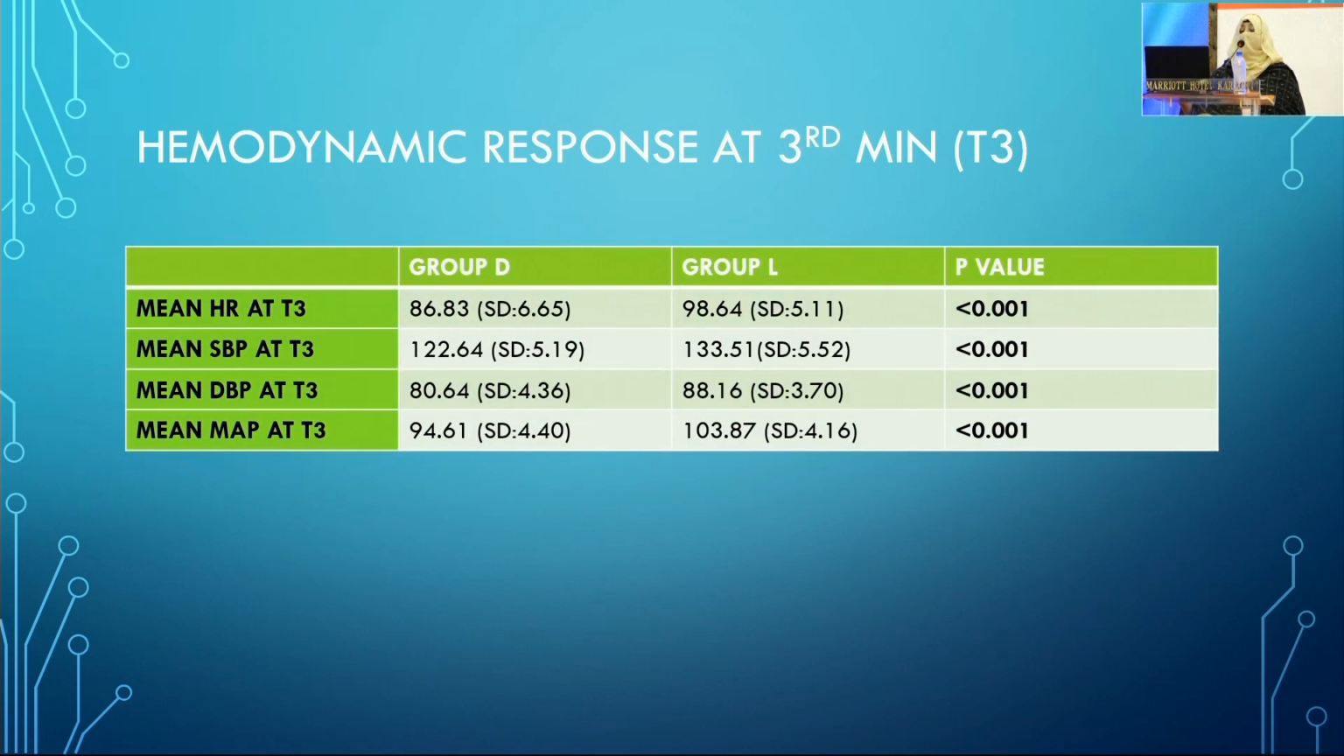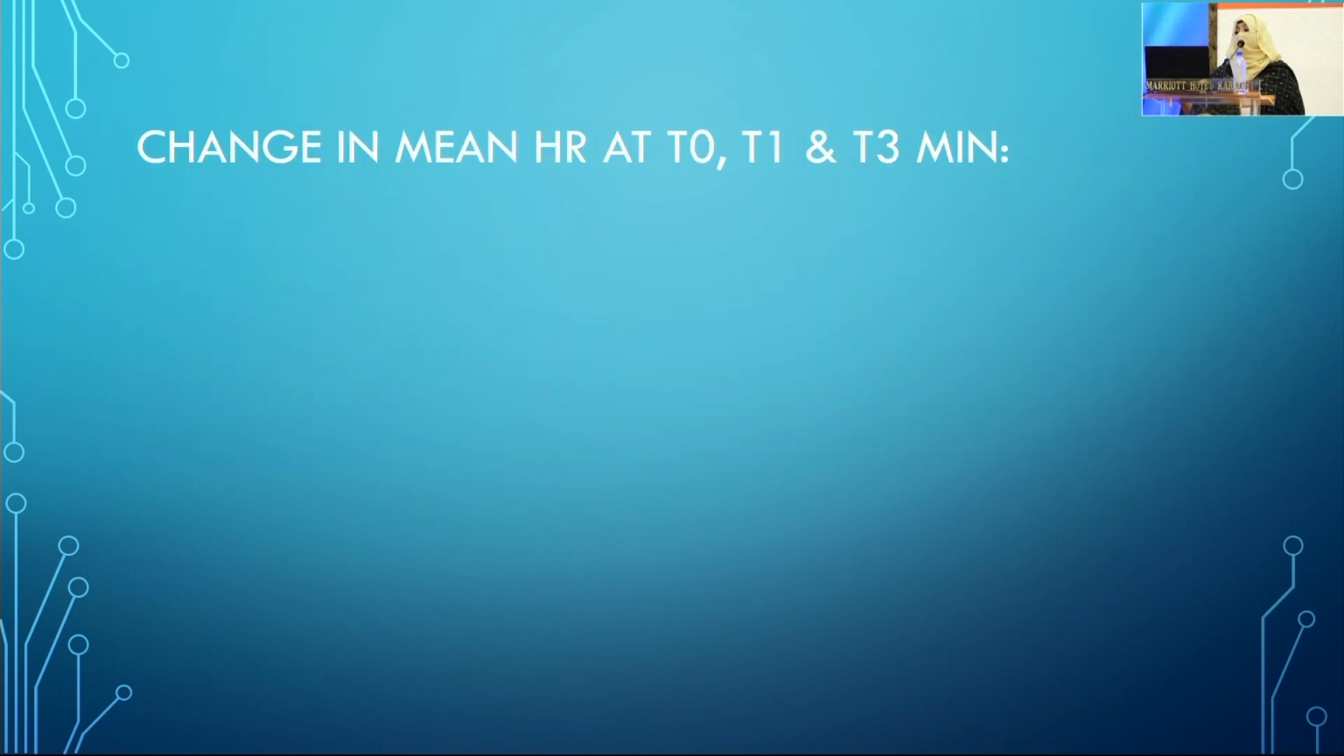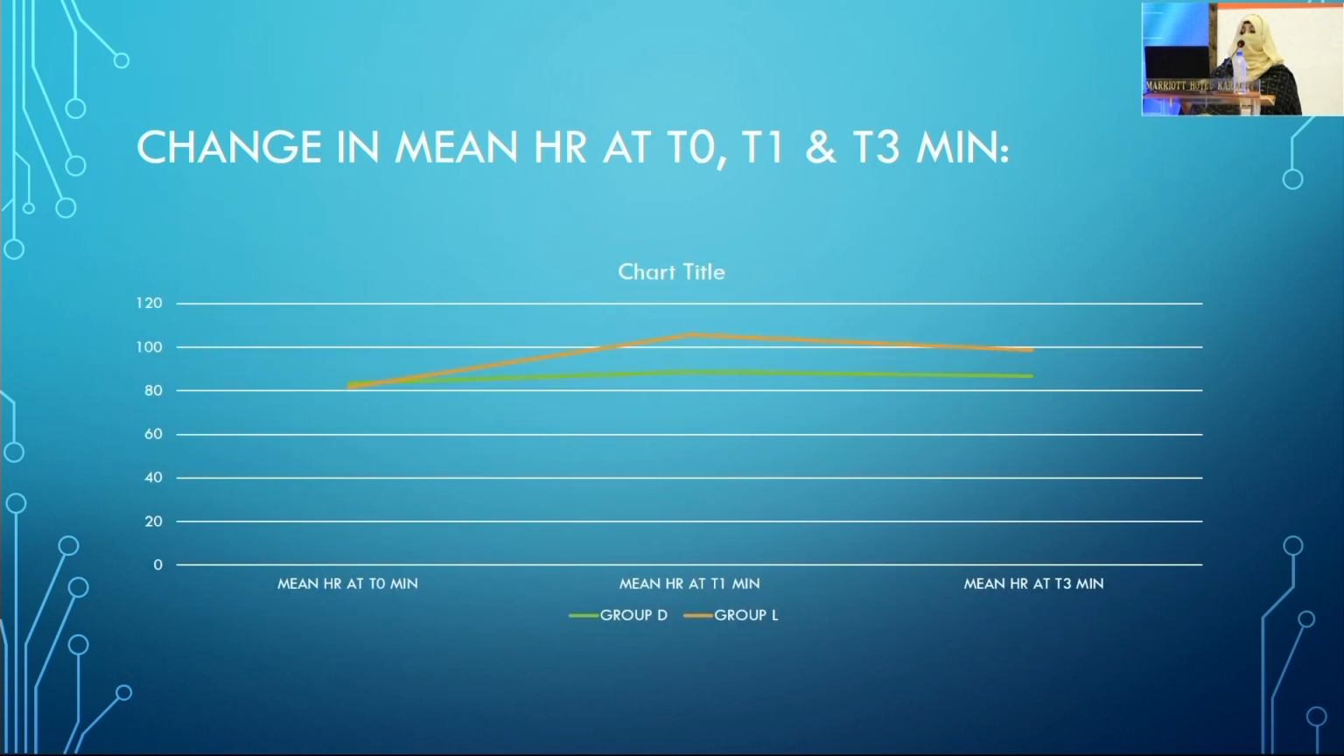At the third minute, it also shows a significant result. Group D shows less change in heart rate, with a mean of 86, and in group L it is 98, with a significant p-value less than 0.001. The mean arterial pressure was also significant, 94 in group D and 103 in group L, with a significant p-value of 0.001.